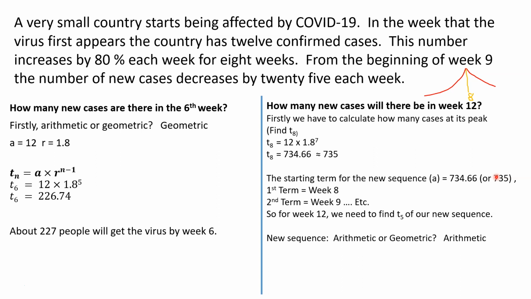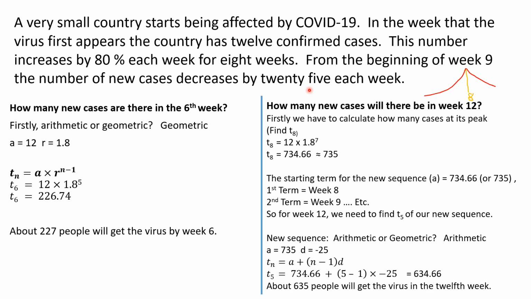Now the new sequence is arithmetic because it's going down by the same amount each week. It's going down by 25 cases each week. So our A is 735, or 734.66, and our D, since it's going down, is minus 25. We use this equation here for the arithmetic term number, put our numbers in, and that comes out with that number there. Now we need to interpret that, so about 635 people will get the virus in the 12th week.